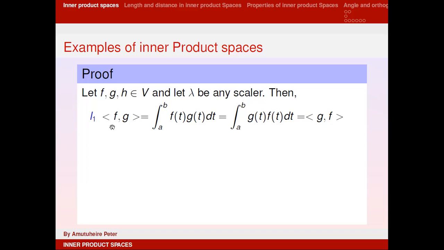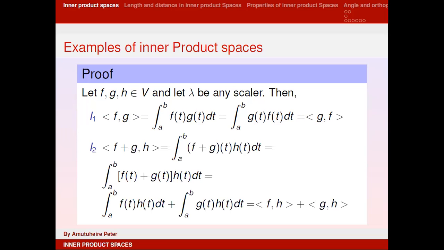The inner product of f and g, from the definition, is the integral from a up to b of f(t) times g(t). But the product f(t) times g(t) is the same as g(t) times f(t), and from the definition this is the inner product of g and f. So I1 has been checked.